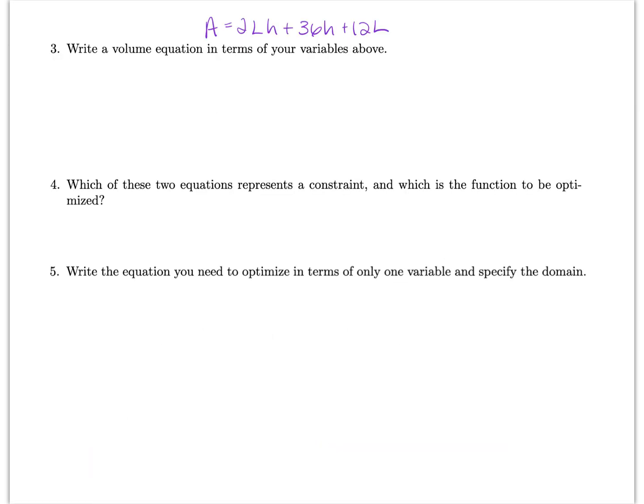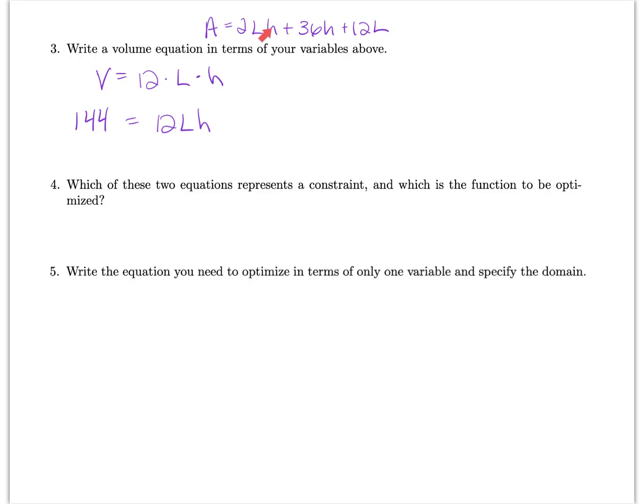And now I'm supposed to write a volume equation in terms of the same variables. So the volume of the box is 12 times L times H. The volume of a box in general is length times width times height. They told us that the volume of the box is supposed to be 144. They actually said that each compartment of the box is 72, but that means altogether the volume is 144. So 12LH equals 144.